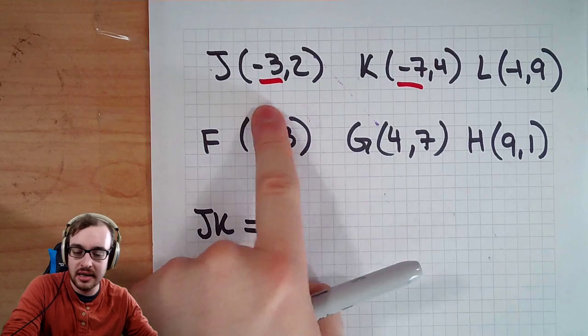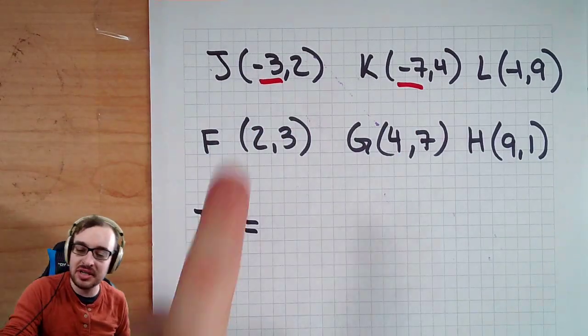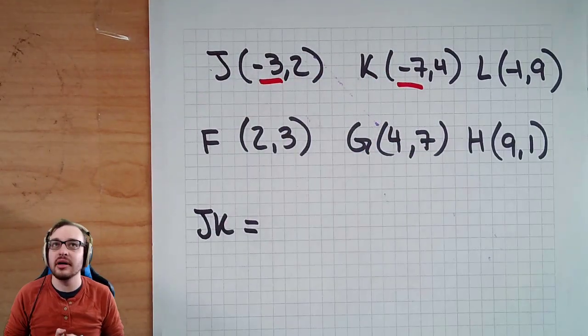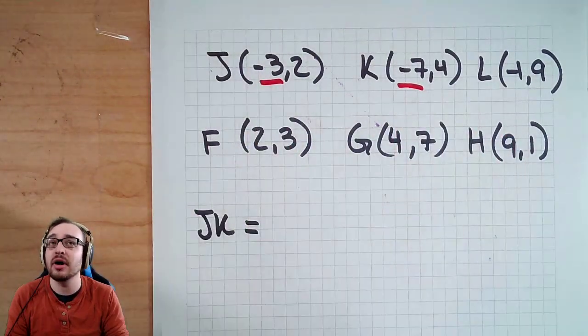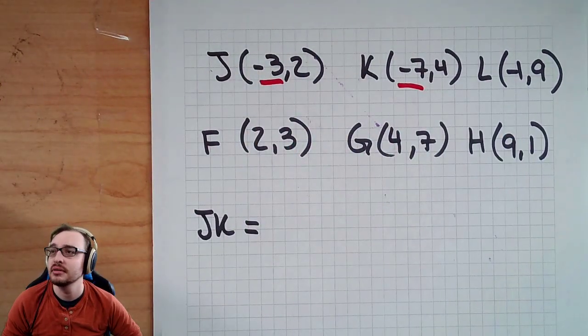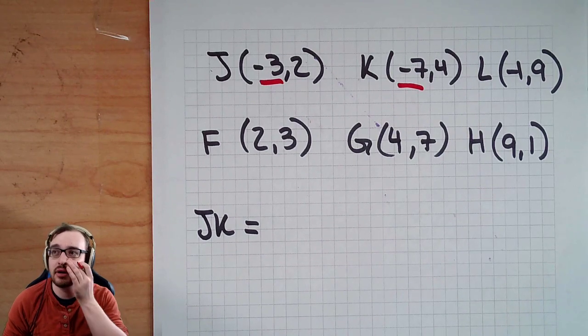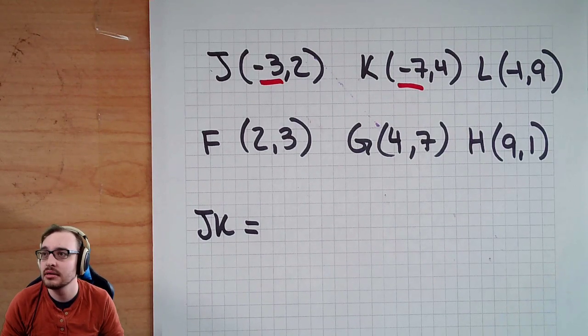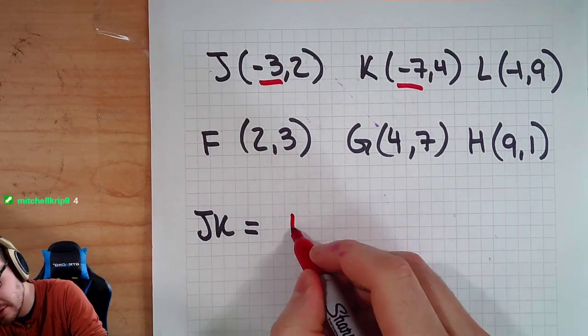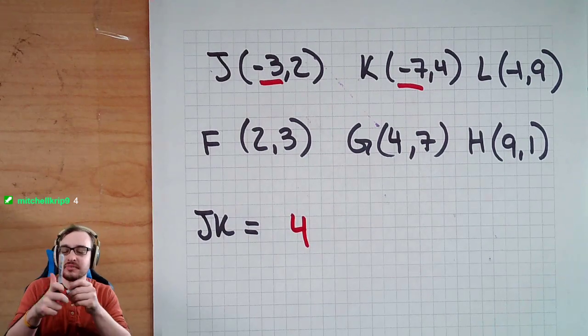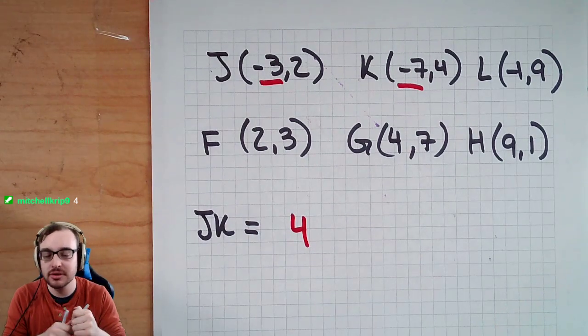Between them, the x values. The distance between -3 and -7. How far are they apart? How far is -3 from -7? Don't think subtraction. Think, how far are they apart? -3 from -7. What's the distance there? How far is -3 from -7? Yeah, they're 4 apart. -4, +4 doesn't matter, because we're talking about distance, not direction.